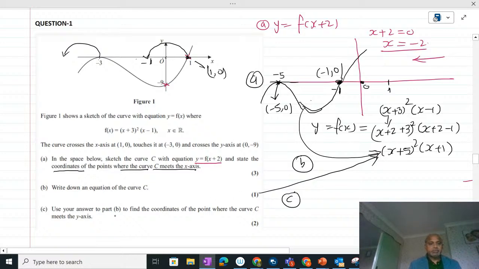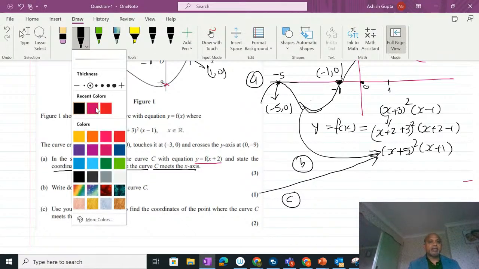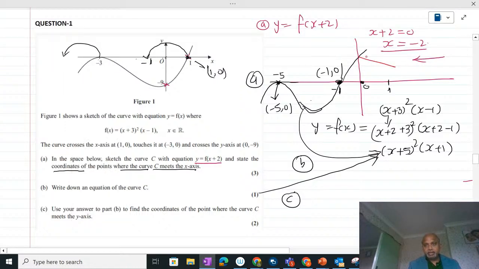Now C part. Use your answer to part B to find the coordinates of the point where the curve meets the y-axis. So where the curve is meeting the y-axis, follow my reading here. On the y-axis, x will be 0. So our changed equation is y = (x + 5) squared times (x + 1). If you put x equal to 0 here, we'll get y equal to 5 squared times 1. So 5 squared is 25 times 1, that is 25. So the coordinates of this point will be (0, 25). Is that okay, guys?